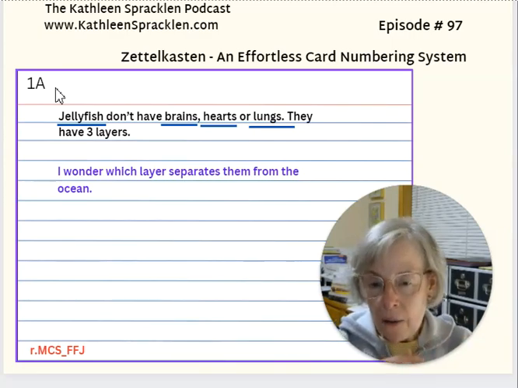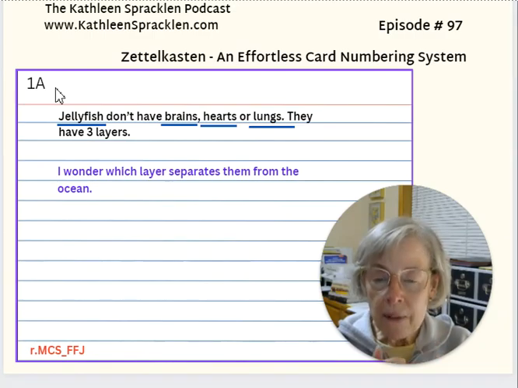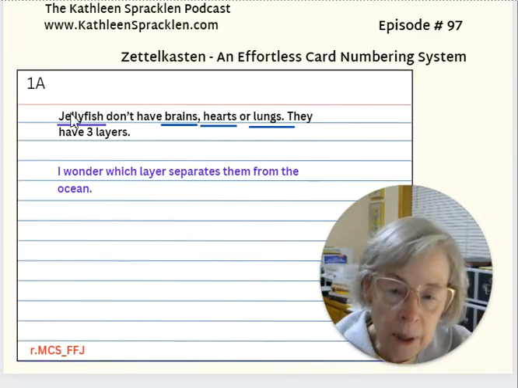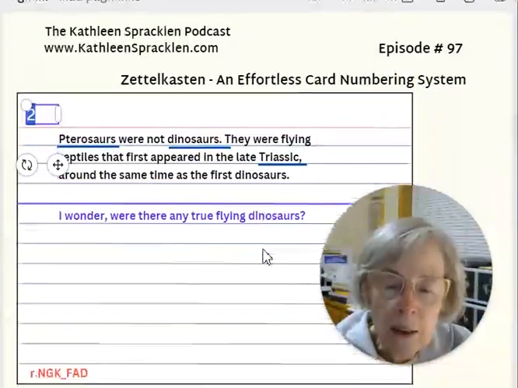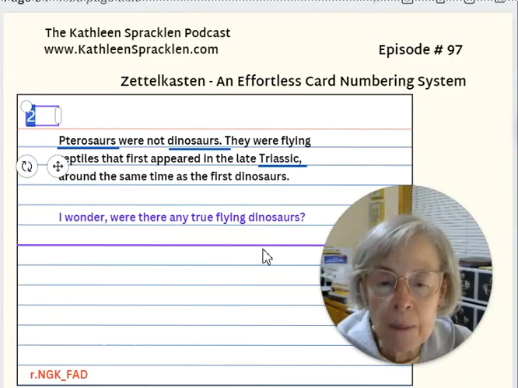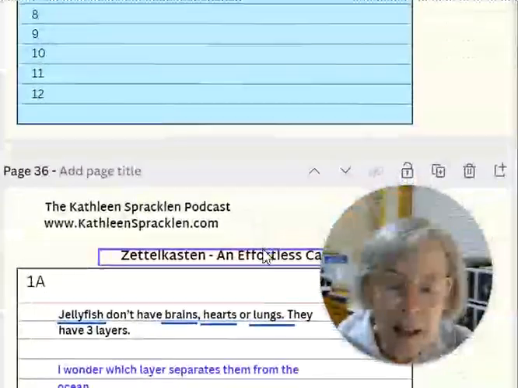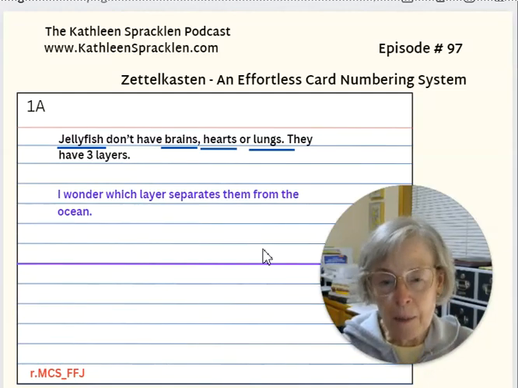So if it was the same, you add to the number. If it's different, you go up a number. So now we have 3 cards. We went up a number for the dinosaurs because it was a different topic. We added a letter to the jellyfish because it's on the same topic.